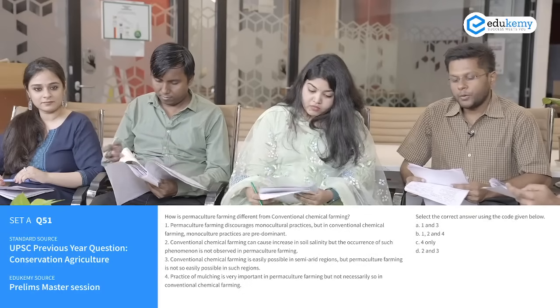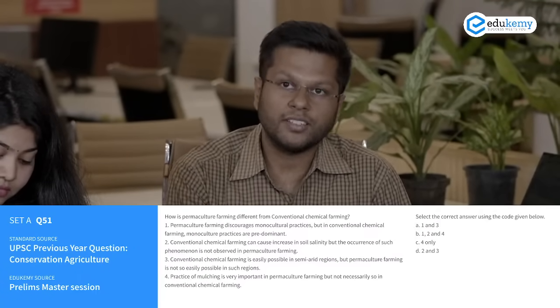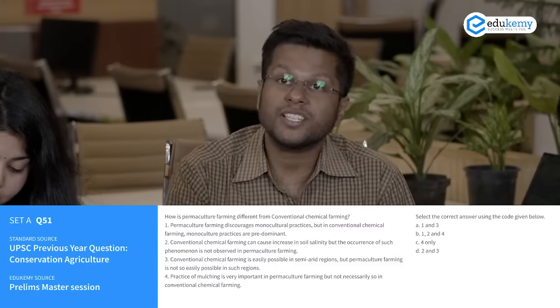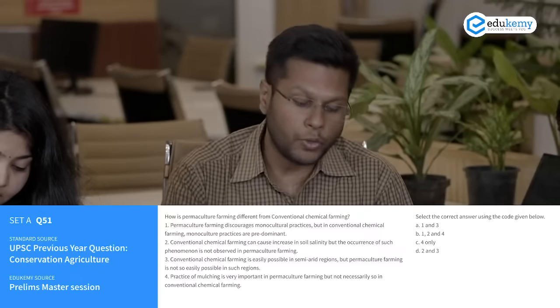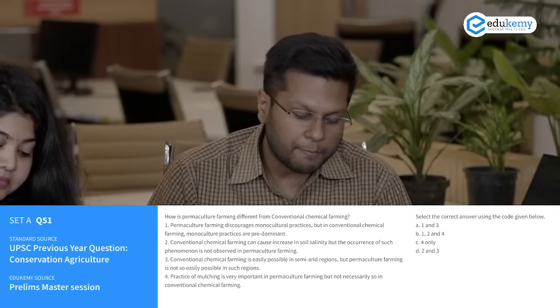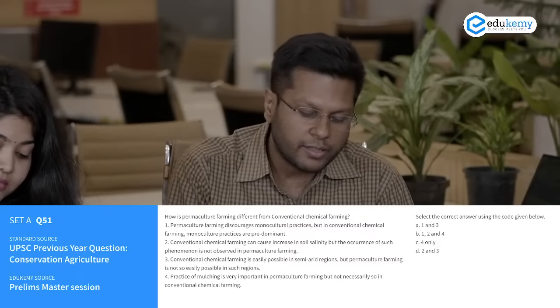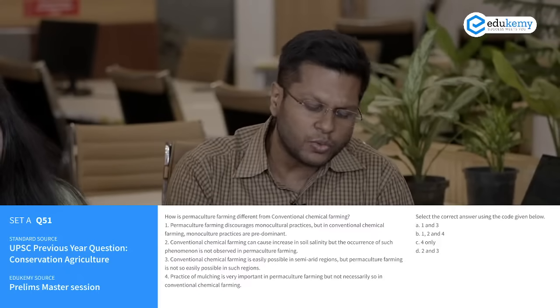It says, how is permaculture farming different from conventional chemical farming? Now, anybody who knows what permaculture is would simply relate this word to its word roots. They also relate it to something called conservation agriculture. Now, this has already been asked in the UPSC exam. And to not have understood the meaning of this question would lead to getting two and a half marks short. So, this question can conventionally be treated by eliminating options, whatever they are.